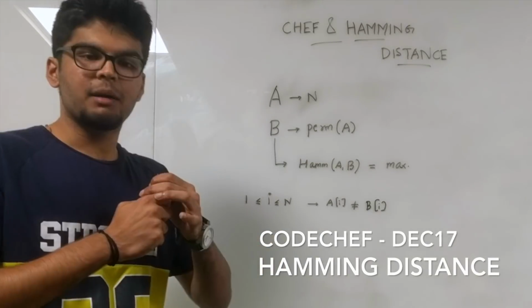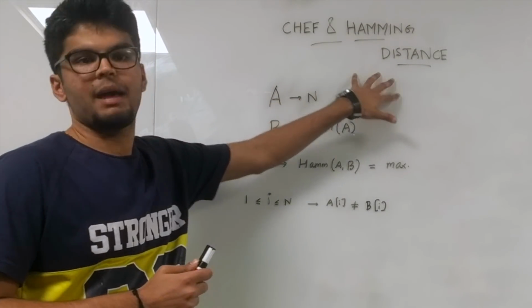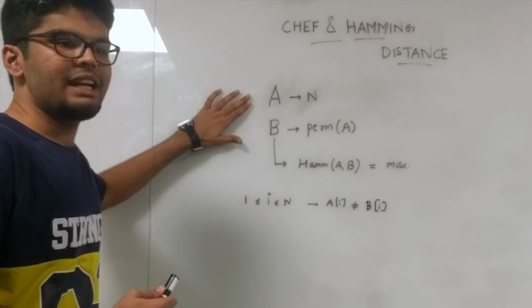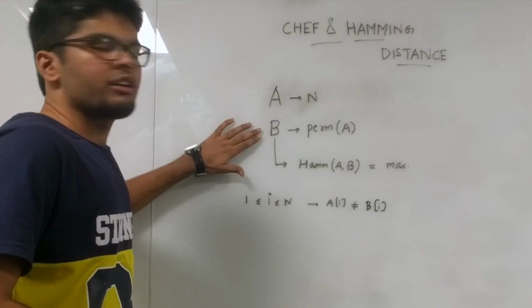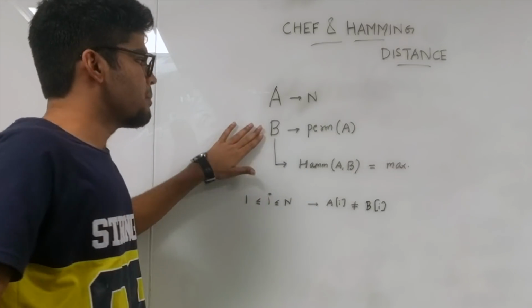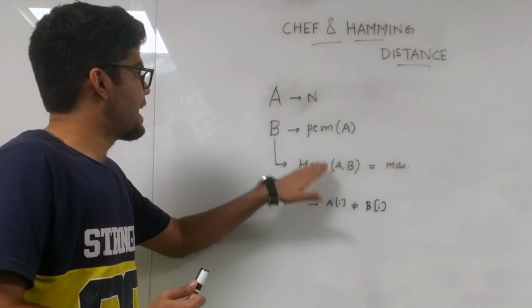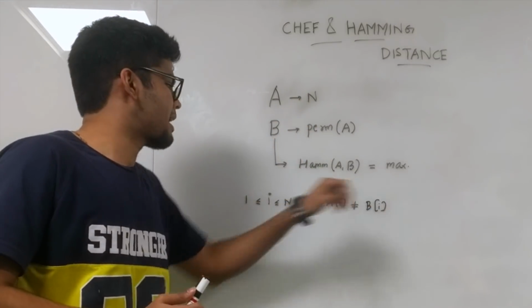So today we are going to discuss a very interesting problem called Chef and Hamming Distance from the December Long Challenge. This is the problem statement. You're given an array A of n elements. What you need to do is find an array B, which is a permutation of A, in such a way that the Hamming distance between the arrays A and B is the maximum.